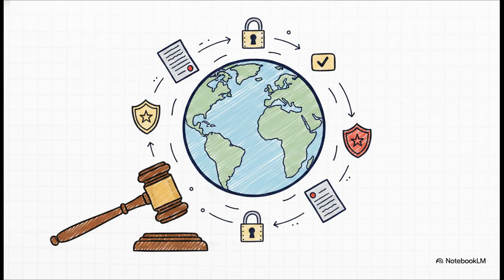Navigating governance also means surviving what is essentially a global legal jungle. Organizations have to comply with varied, often overlapping regulations. You've got the GDPR in the EU and the CCPA in California, both granting massive privacy rights to consumers, like the right to know what data is collected and the right to be forgotten.